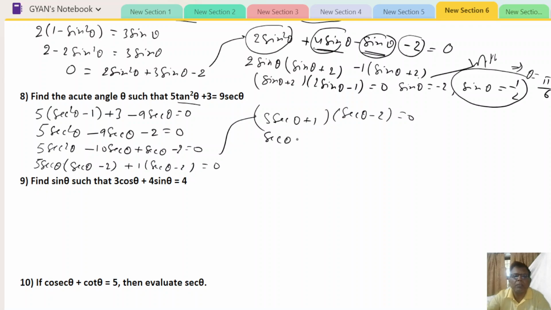So sec theta is equal to minus 1 by 5 or sec theta is equal to 2. So the first one is not possible. Why? Because sec theta and cosec theta are always less than or equal to minus 1, or always greater than or equal to 1.